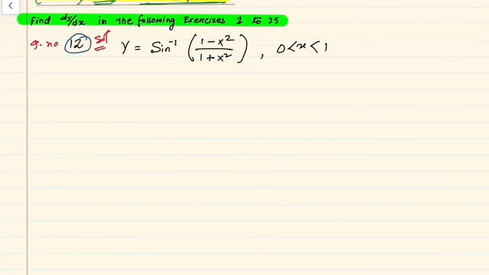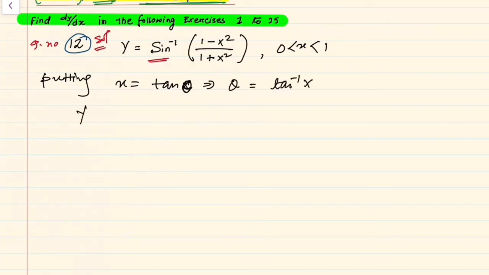So this question, here you see, this expression is similar to the expression which was given in question number 11. But here we have sine inverse instead of cos inverse. Okay, so again we are going to apply the same method here, putting x is equal to tan theta, so that theta is equal to tan inverse of x.